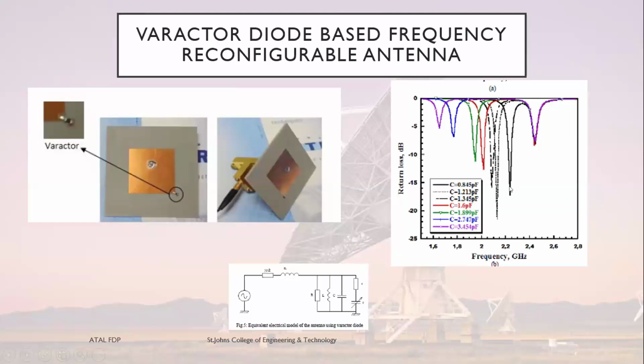Now, can you tell me what is the basic difference between the antennas which you have seen earlier and this one? Anyone? There also I changed the frequency. Here also I changed the frequency. What is the fundamental difference?